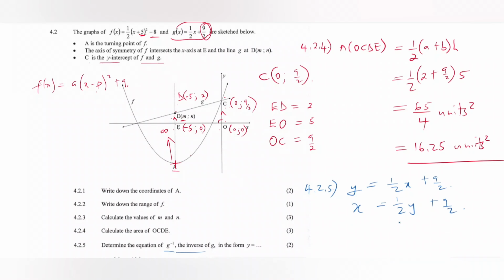Then now we have to make y the subject. So we are going to take 9 over 2 to the left, x minus 9 over 2, that is going to be half y. Then we are going to multiply by 2 throughout. So that will be 2, then 2. I'll just put it in brackets, then I can multiply it once. That will cancel out. Then this is going to be our y. Then 2 times x, we get 2x. 2 times minus 9 over 2, that is going to give us minus 9. So our inverse is y is equal to 2x minus 9.